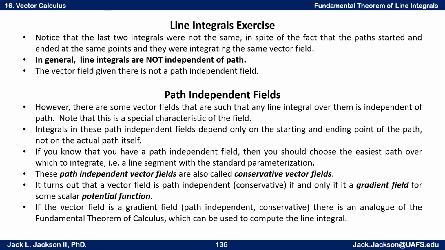And it turns out that if a vector field is path-independent, conservative, that's true if and only if it's a gradient field for some scalar potential function. Remember, one way we can get a vector function is by taking the gradient of a scalar function. And if you come up with a function that way, it turns out to be path independent.